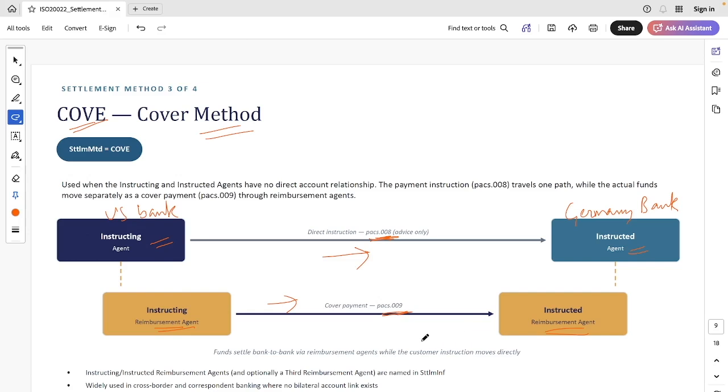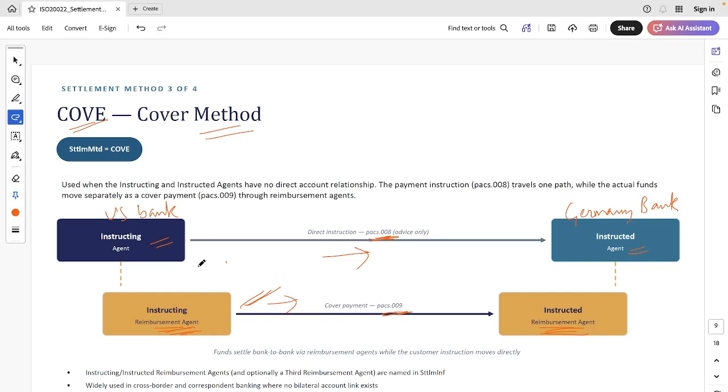So in this diagram, you can see the instructing agent sends the PACS.008 directly to the instructed agent, and this tells the receiving bank about the customer payment. But the settlement funds move to the instructing reimbursement agent and instructed reimbursement agent using a PACS.009 cover payment. This is widely used in cross-border correspondent banking, where banks do not have a direct account relationship. However, since COVE adds another leg to the payment flow, it can be slightly slower and may carry additional operational and settlement risk compared to the previous two that we have studied, INDA and INGA.